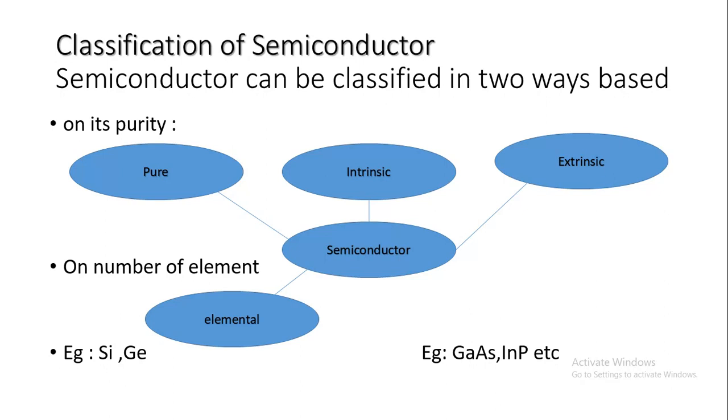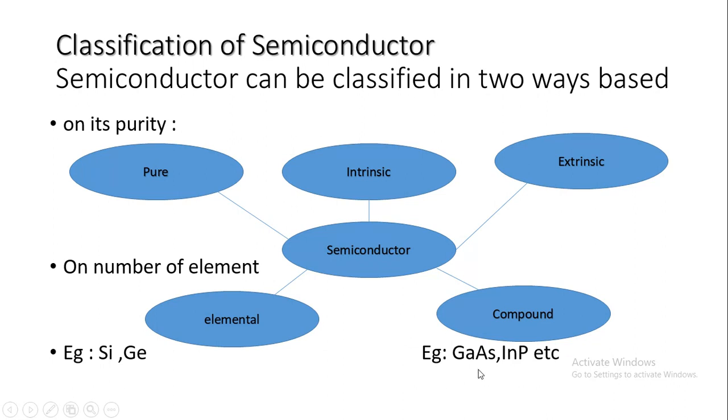If I pick up only one element from the fourth group of the periodic table, we are going to classify our semiconductor based on the number of elements as an elemental semiconductor, or we can say a simple semiconductor. And as you will see, we are going to take two elements from the third and fourth group.